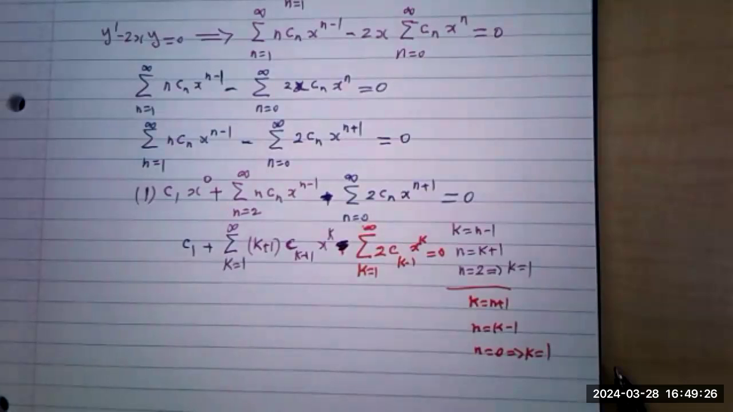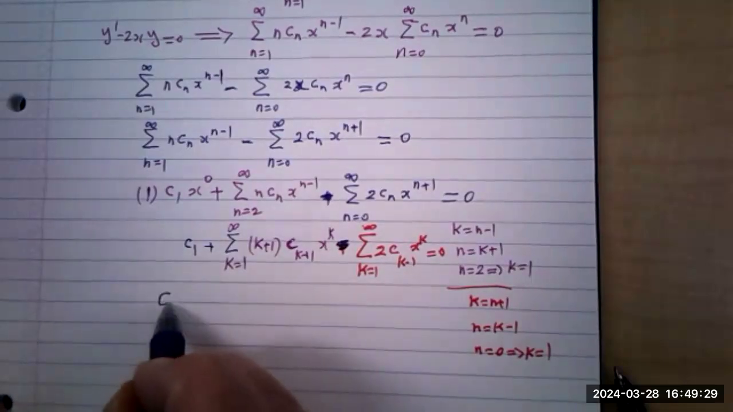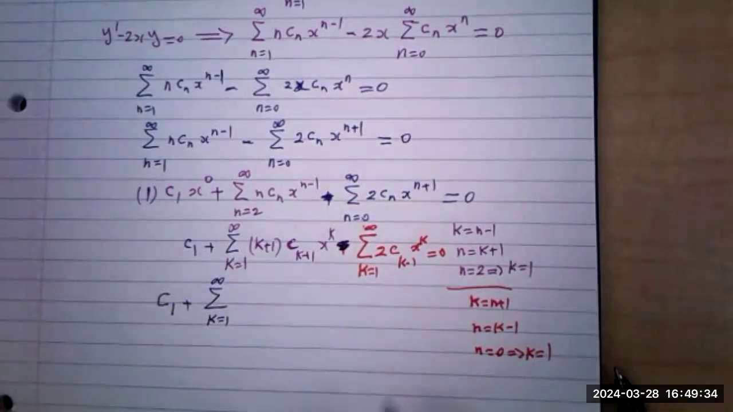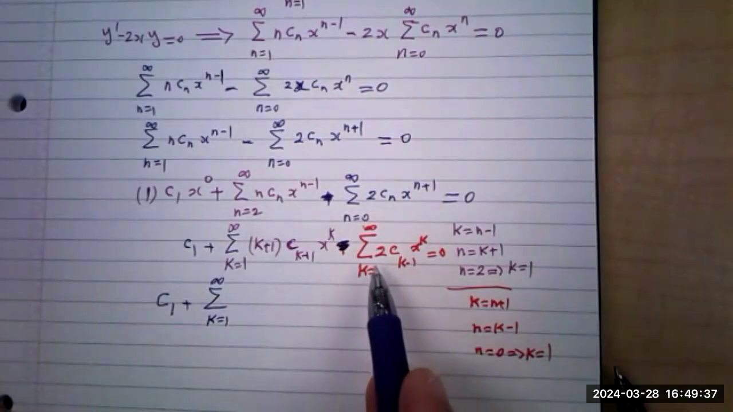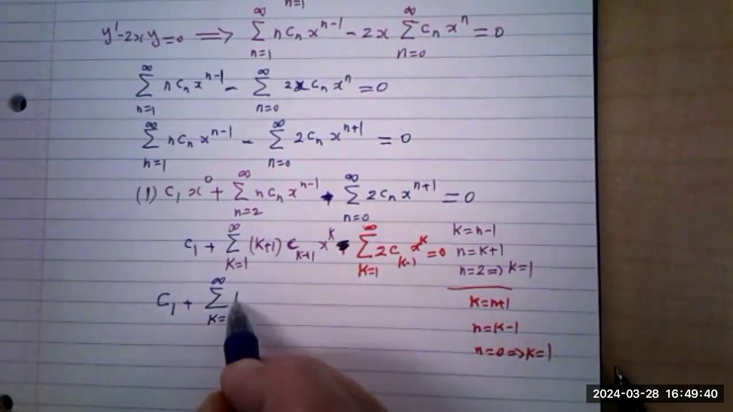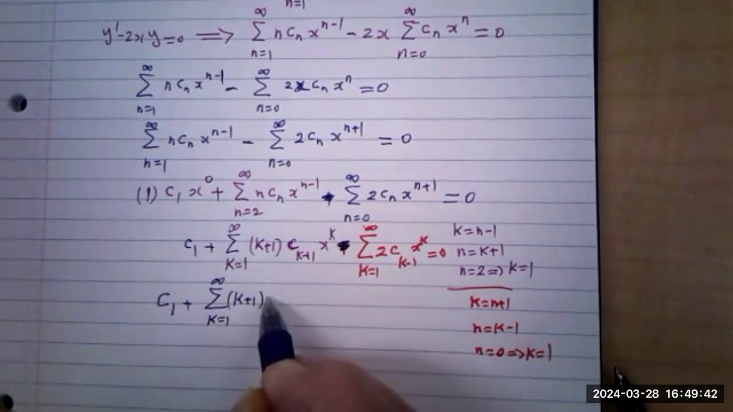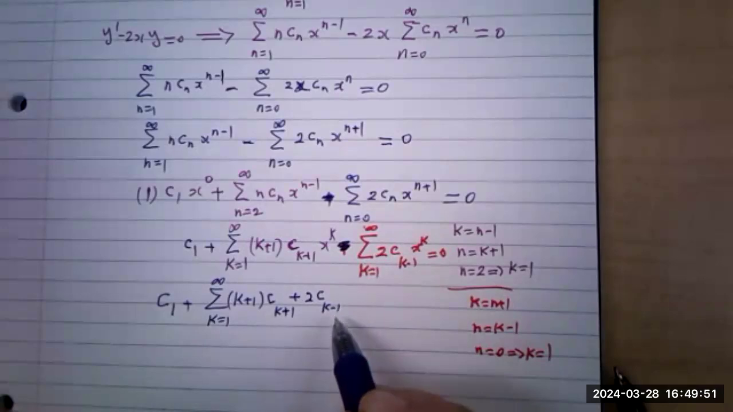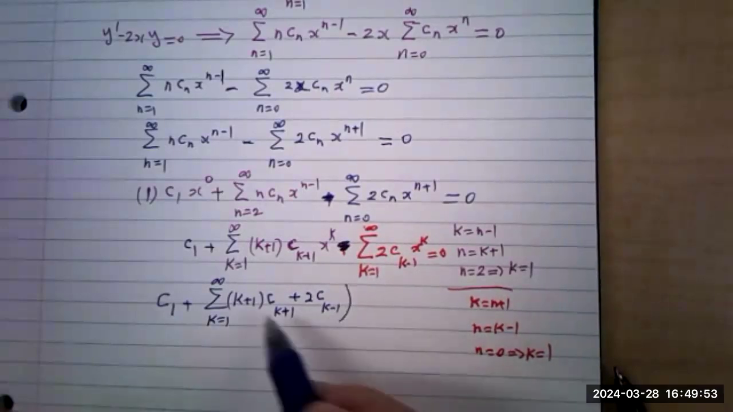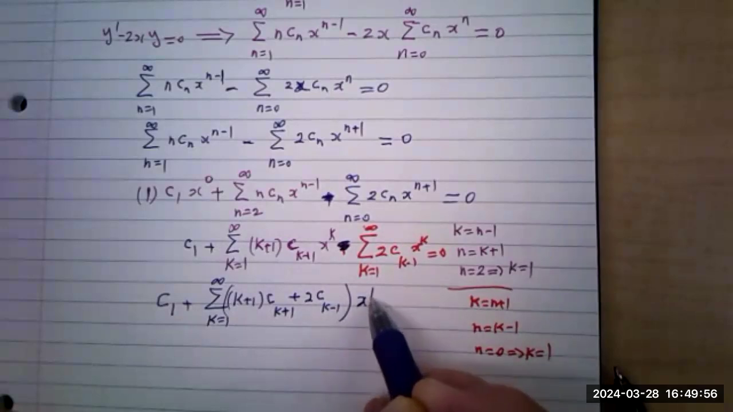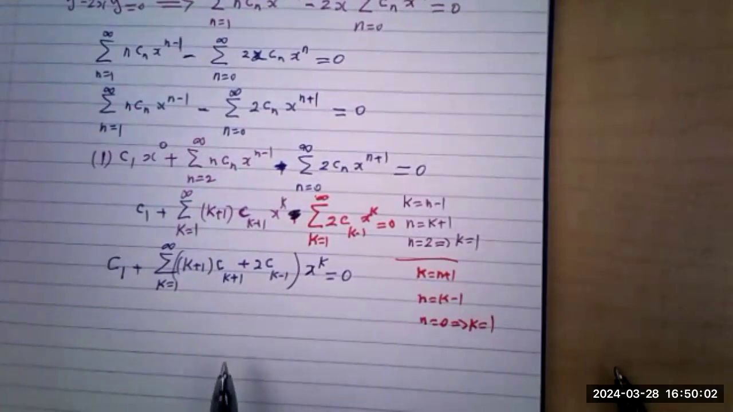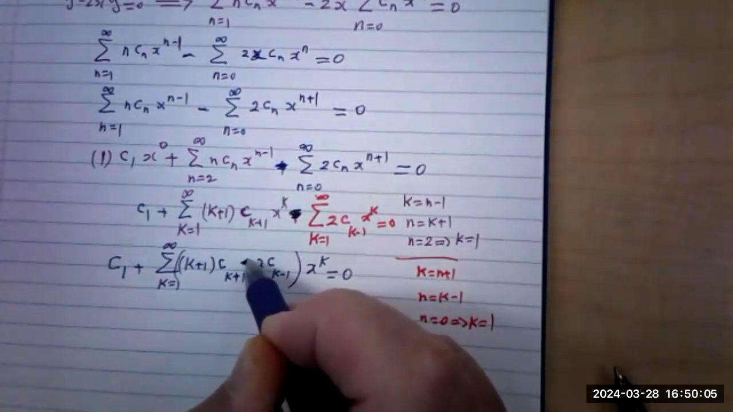Any question? Combine them together now. It's C1 plus a single series, k from 1 to infinity. You factor out x to the k and identify the leftover. The leftover is k plus 1 times C of k plus 1, that's the coefficient of the first one, and plus 2 C of k minus 1, that's the coefficient of the second one, all times x to the k, equal to 0. It's still going to be minus 2C; we will just write positive.